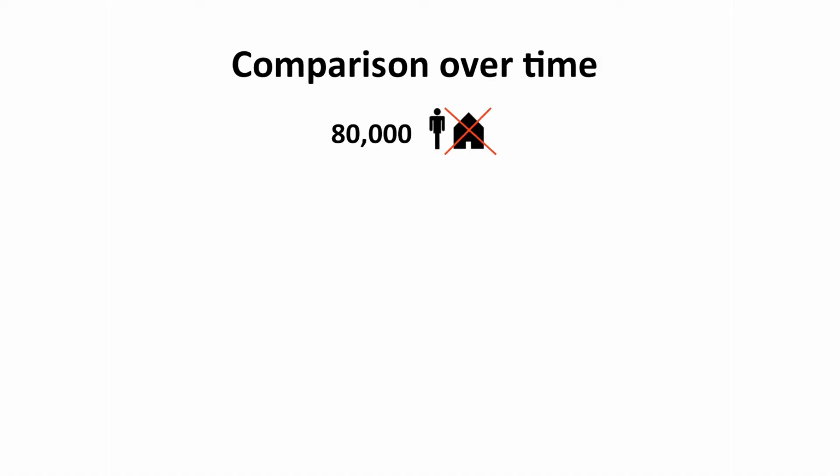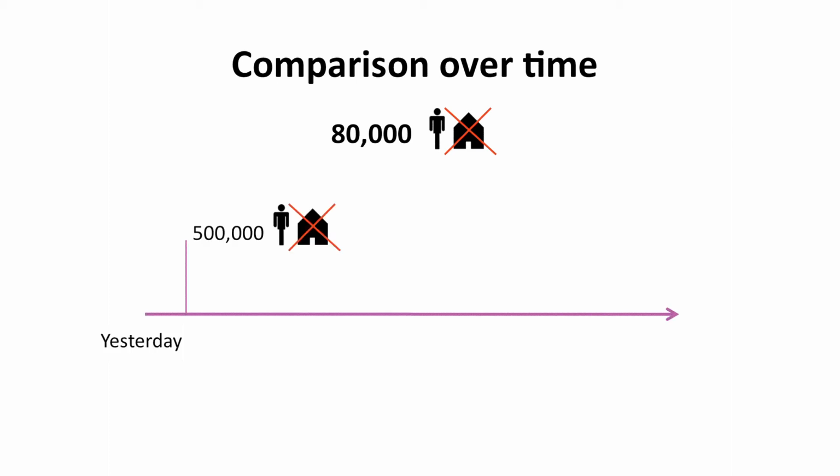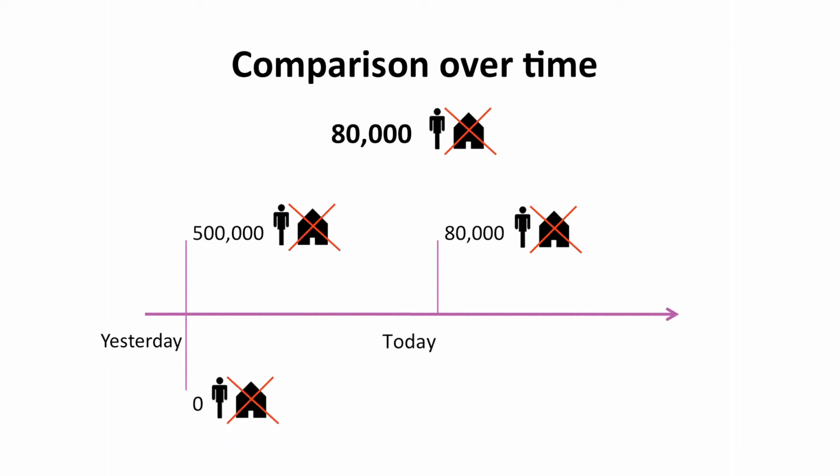If I have 80,000 people who I say are displaced and in need, that means an entirely different thing to me if I say that a month ago 500,000 people were displaced and now only 80,000 are left, than if I were to say that recently things were good and normal and pretty much everybody was in their homes and suddenly there are 80,000 displaced people.